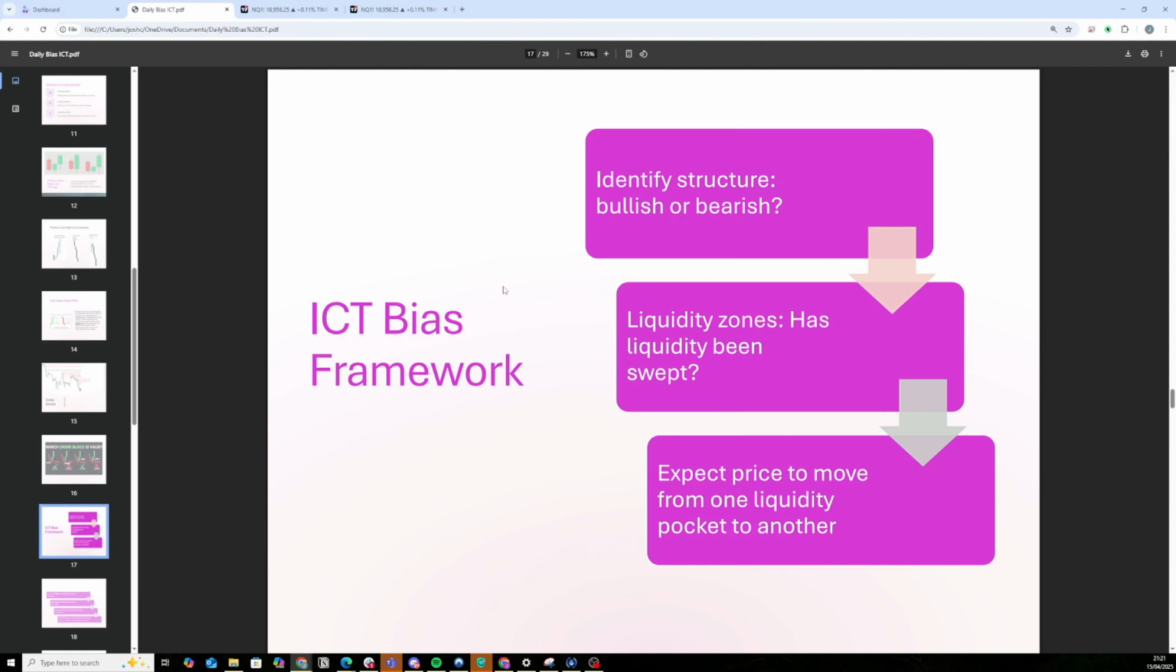All right, so this is your ICT bias framework now that we understand these basic things, okay? We want to identify structure, bullish or bearish. That's the first thing we want to do coming into the day. Go on the daily time frame, the 4-hour time frame. Are we bullish or bearish, right? Has liquidity been swept? What was the most recent area where liquidity got swept? And we can expect price to move from one liquidity pocket to another, okay?